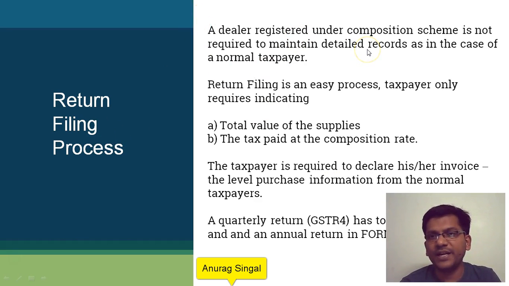You are not required to maintain detailed records. That's how life becomes easy for you. Return filing is an easy process. The taxpayer only requires to indicate what is my total value of supplies and what is the tax paid at the composition rate. So if it's like 60 lakh rupees and I'm a restaurant, it will be 2.5% CGST, 2.5% of SGST, and that's 3 lakh rupees that I need to pay. The taxpayer is required to declare his or her invoice level purchase from the normal taxpayer. And what is the quarterly return? GSTR 4, and annual return in the form of GSTR 9A. Very simple. Life becomes at least very simple from a compliance standpoint.